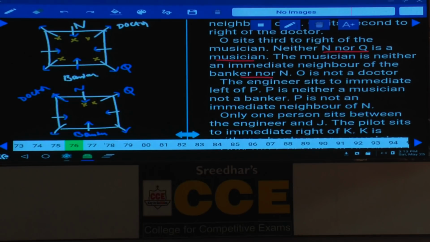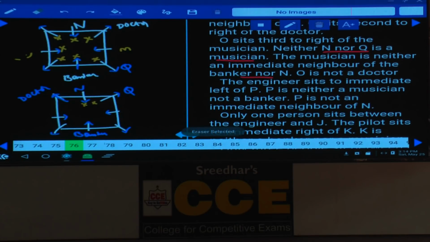Hence all these are not possible, isn't it? N is not a musician, Q is not a musician, and the musician is neither an immediate neighbor of banker nor N. Now all these yellow spaces, this person cannot be at this place. Are you following this one or not? Now the musician cannot be here as well because this person is already the banker. 1, 2, 3, 4, 5, 6 places were ruled out. Now we are left with only 2 more, isn't it? Now the musician can be here or here. If the musician is here, then O sits third to the right of the musician, 1, 2, 3, and O and Q must be in the same place, which is not possible. Are you following this one or not? Hence, the musician cannot be at this place.